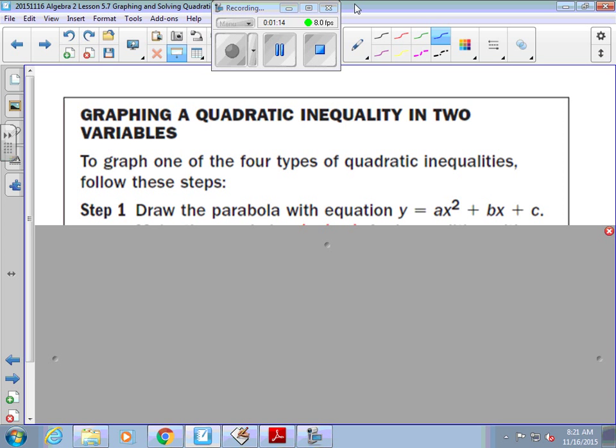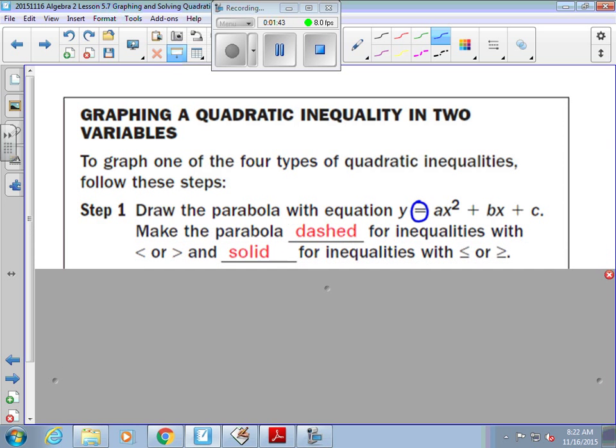As far as graphing a quadratic inequality in two variables, what you're going to do is graph this just like an equation, just like ax squared plus bx plus c, just like y is equal to that. But since it's an inequality, it's either going to be a solid line or a dashed line, and you're going to shade inside the parabola or outside the parabola. So step one is to draw the parabola as if it were y is equal to that.